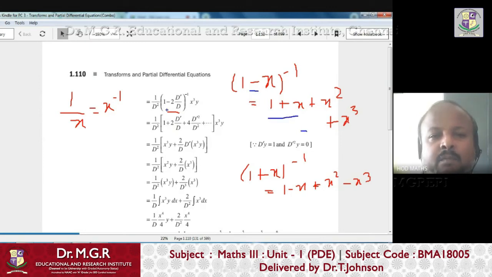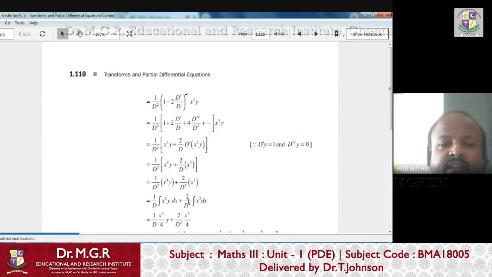So in our problem it is minus here, so we get 1 plus, in place of x we can write 2 D dash by D. So this whole term we call x. Then D square means you have to square this term, it becomes 4 D dash square by D square. It is an infinite binomial expansion, but we stop with D square. Why? Because you can see the polynomial. What is the polynomial? It's a third degree polynomial.